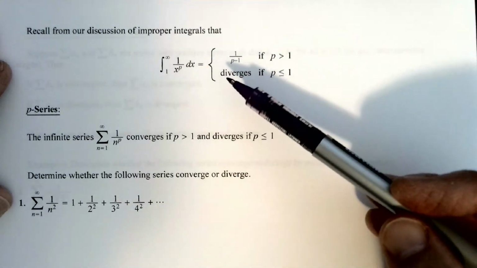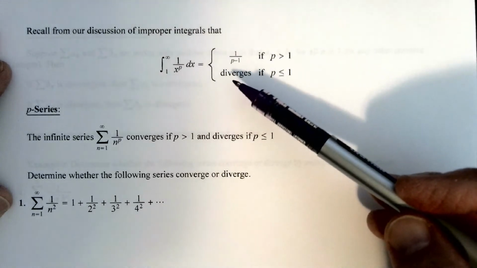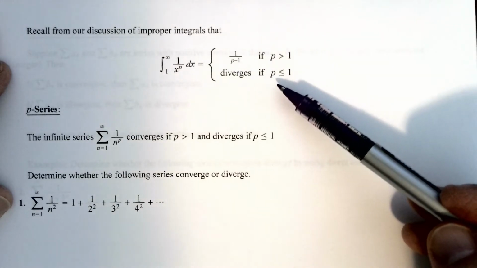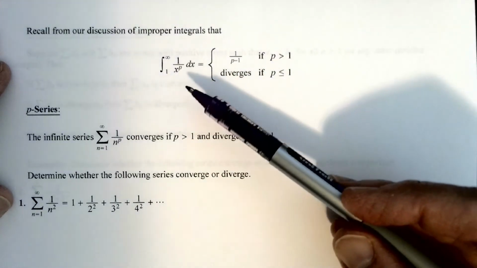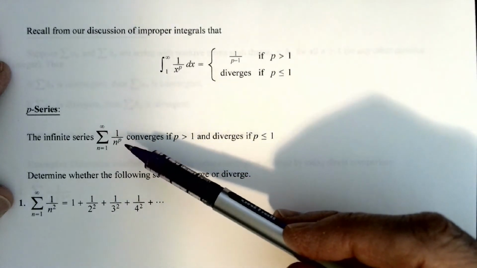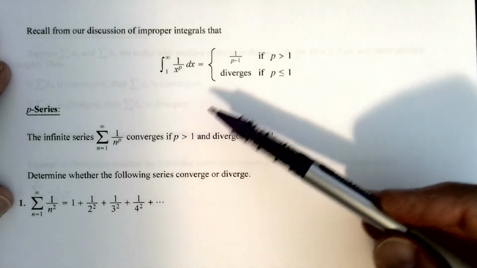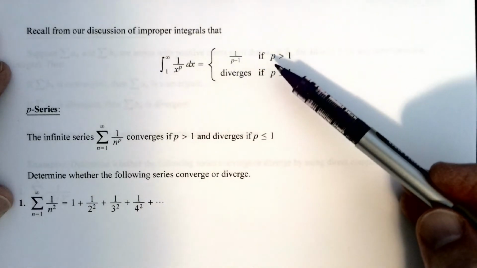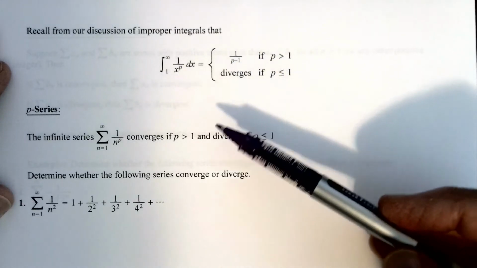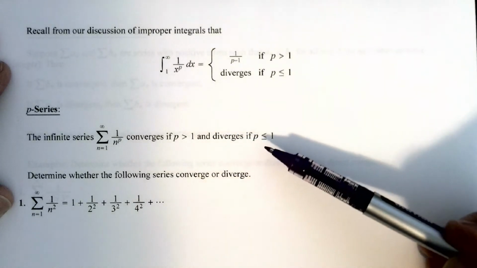Otherwise, the integral actually diverges, if p is less than or equal to 1. And so that can be used with the integral test to immediately say something about this series, this infinite series of this form. This series, therefore, is going to converge if p is greater than 1 because the corresponding improper integral converges, because it has an actual value. And it diverges if p is less than or equal to 1.